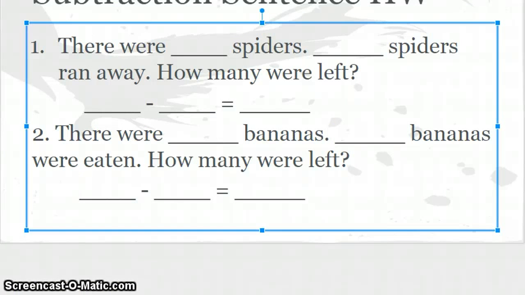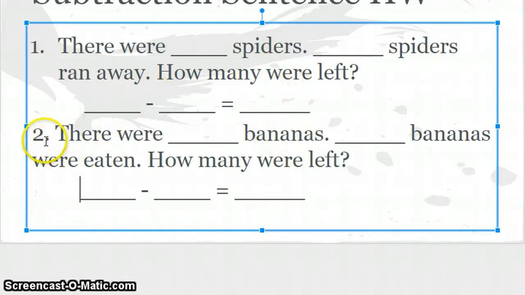Here's what you'll do exactly. You're going to fill in the blanks in the subtraction story to help you do the subtraction sentence. So with the first spider problem, there were blank spiders. You put the number of spiders there were. Blank spiders ran away. This is where you write how many spiders ran away. Then to answer the question, how many were left, you'll write down your subtraction sentence, and here you'll find your answer, how many spiders were left.